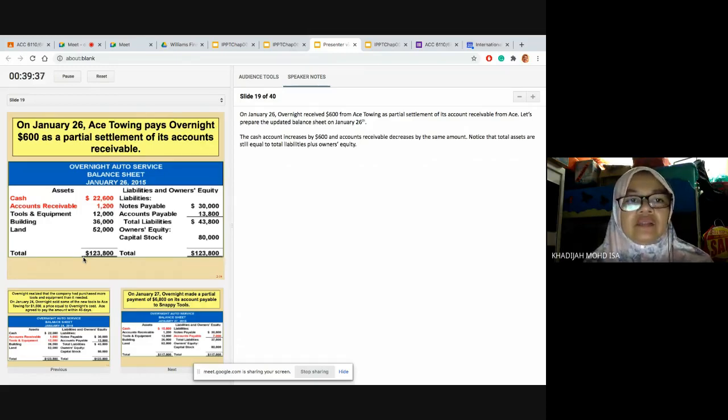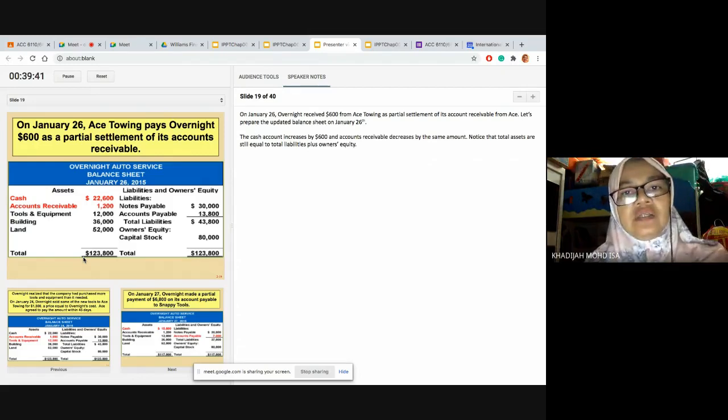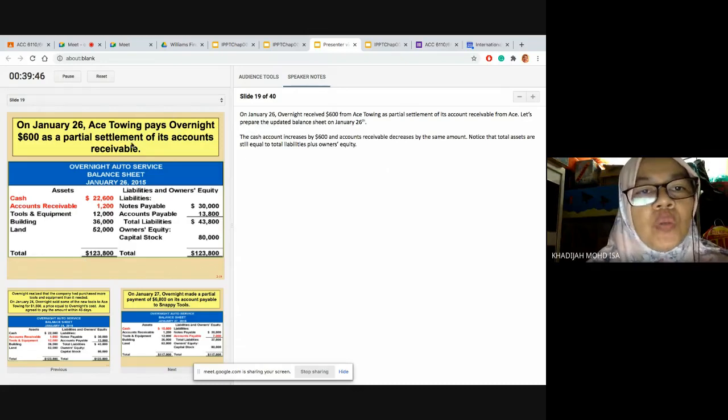So when you revise, you have to look back at the transaction and ask what it means. For example, in this case, Ace Towing pays overnight 600 as a partial settlement. So what do you understand by this? What is the economic transaction here?